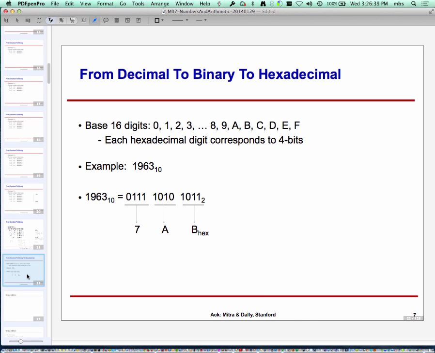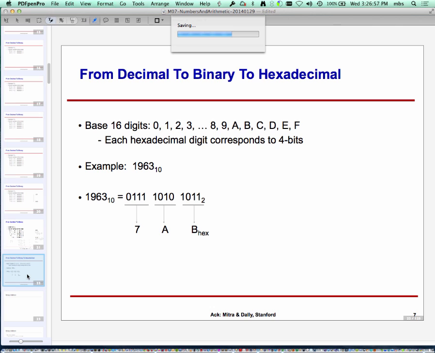Another base which is very commonly used is hexadecimal. Hexadecimal stands for base 16. The digits in base 16 will go from 0 to 15. If you are representing numbers in base n, then your digits go from 0 through n minus 1.